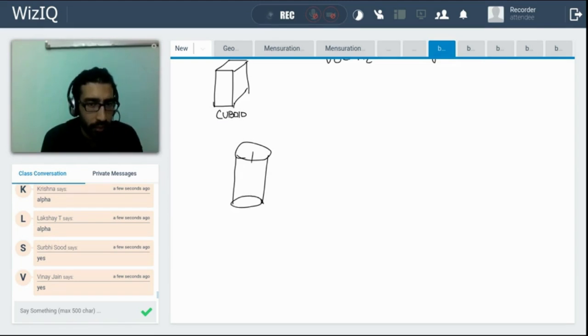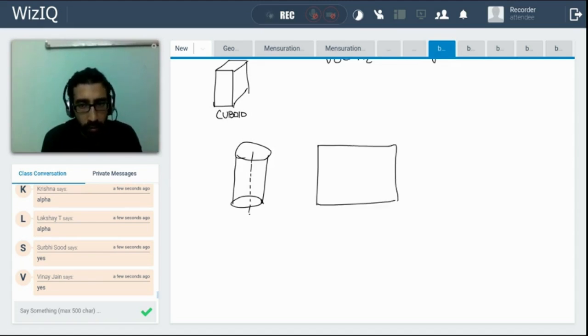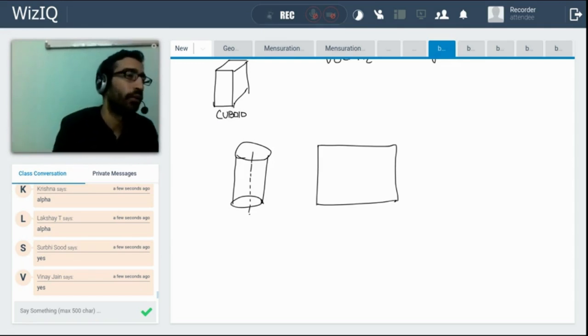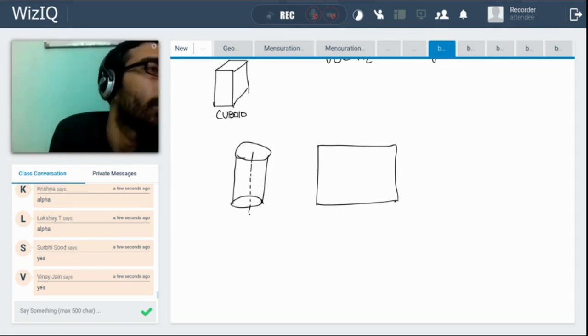If I would just give it a cut here and expand it, then this would look something like a rectangle. In fact, not something like, it would look exactly like a rectangle. Or in fact, you can imagine a rectangular sheet. Imagine a page of your copy, and you try to fold it. You know what? I can show it to you right now. Just a second. I think that would make it easier.